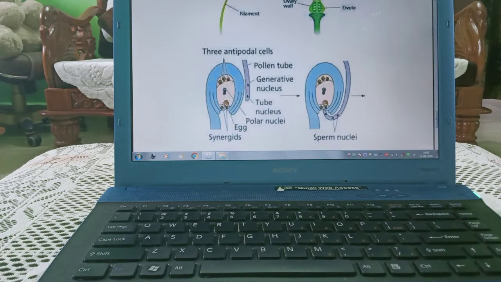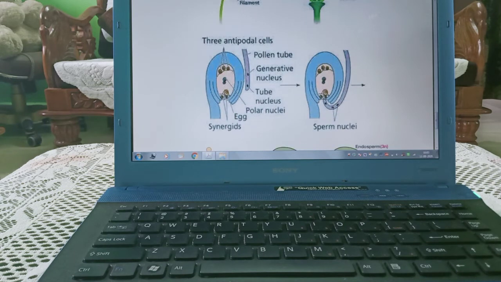Now we will understand. This is an oval structure, as you can see. This is known as embryo sac. Here total 8 cells are there in the embryo sac. Out of these 8 cells, 3 are at the upper end. They are known as antipodal cells. 3 are at the lower end. They are known as synergids. Above the synergids, the egg is present.